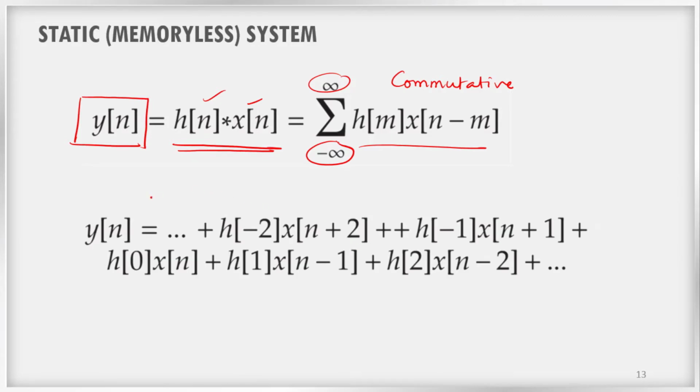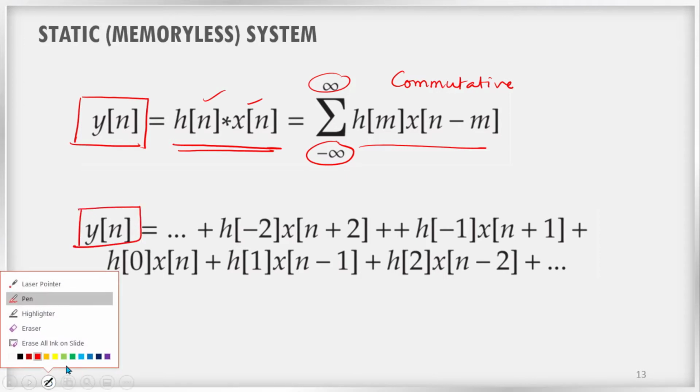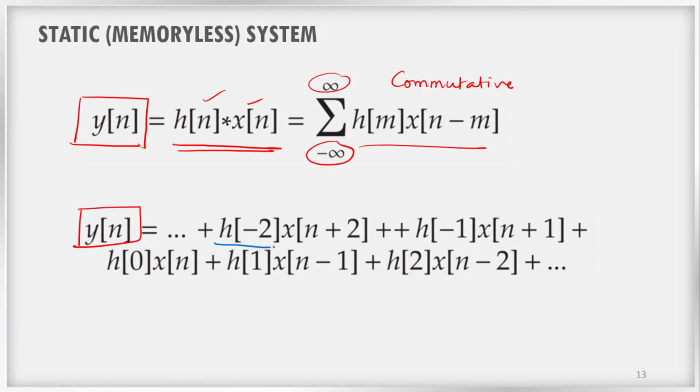Now let us try to expand this summation equation. So y of n is given as h of minus 2, please note this, h of minus 2 into x of n plus 2. Why is it like that? Because if we substitute m equal to minus 2, it will be h of minus 2 into x of n minus minus 2. So that will give you h of minus 2 into x of n plus 2, right? So that is why it is x of n plus 2 here.